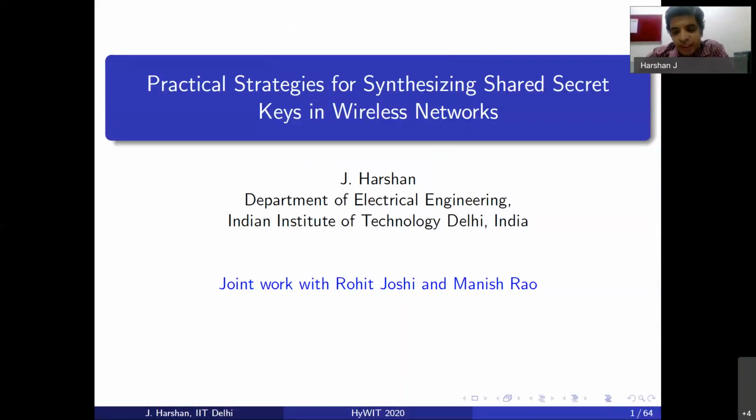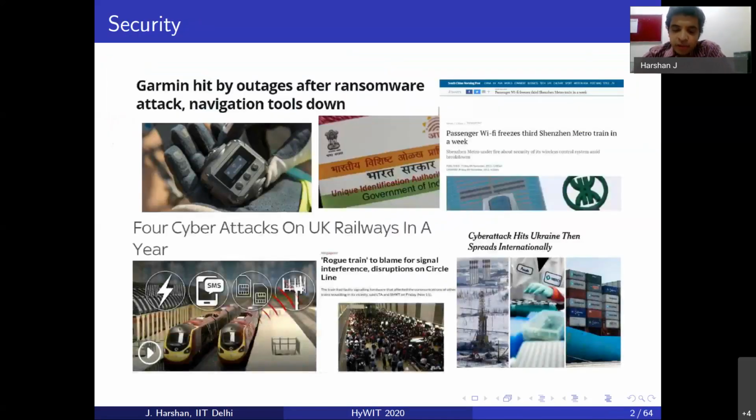To set the context for this talk, nowadays on a regular basis, we come across news articles on security threats on various systems around us. This could be a central database. It could be critical infrastructure such as the power grid or urban transportation system, and even enterprise networks. For example, Garmin recently came to news because of this.